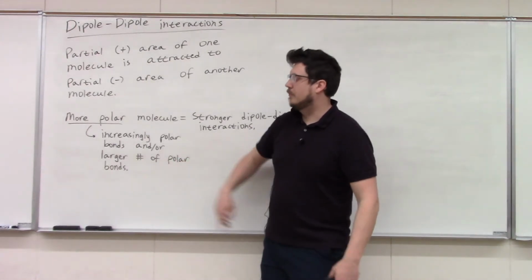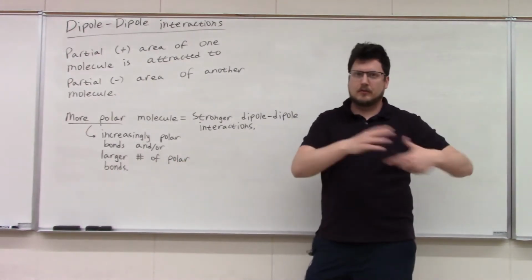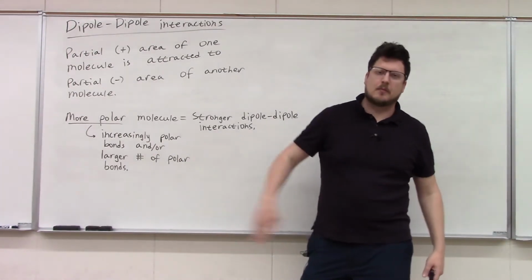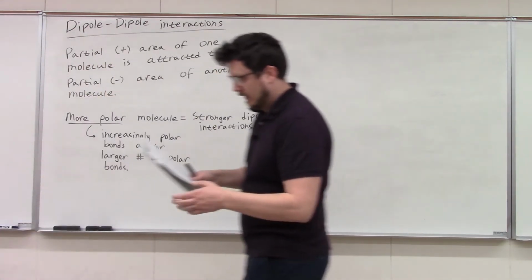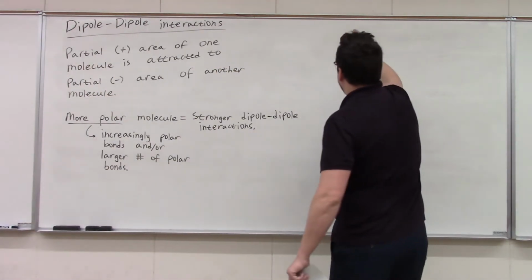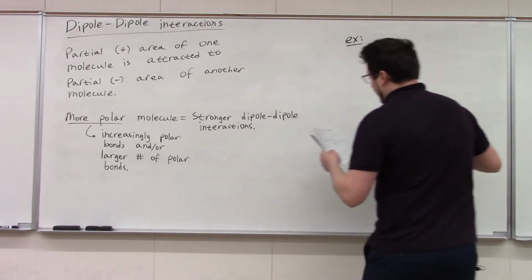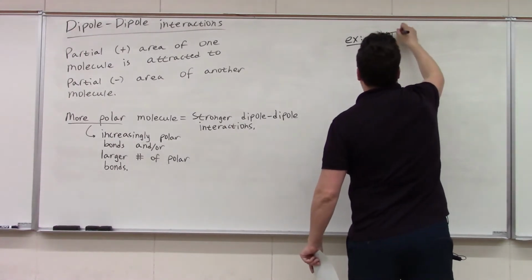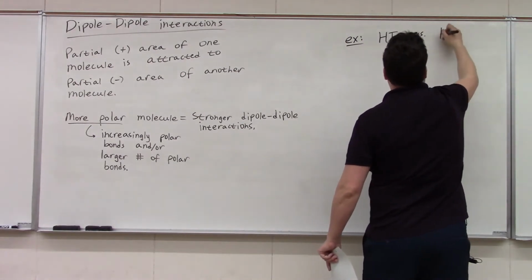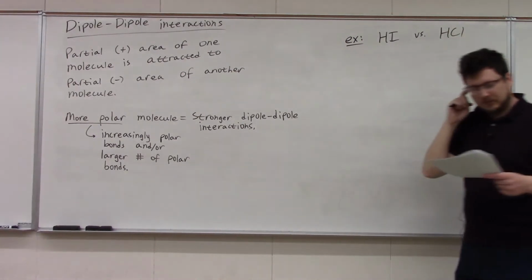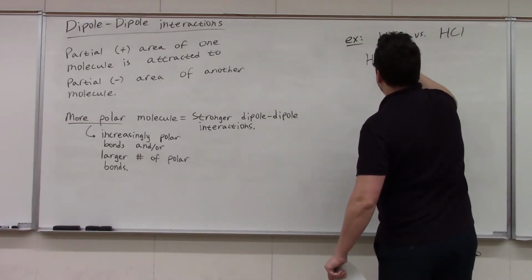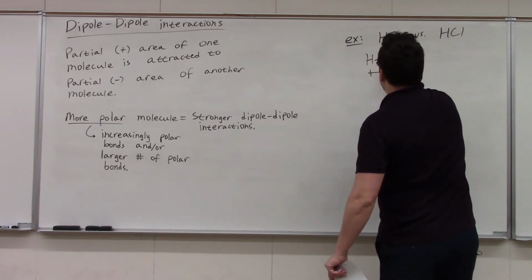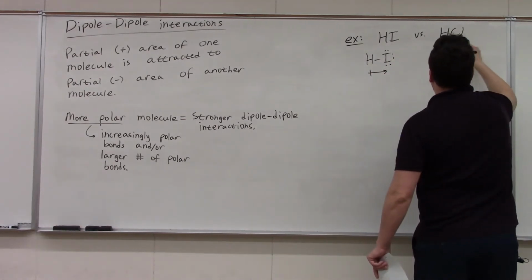And you can also just have more bonds that are polar, as long as they're not canceling out in their dipoles, as long as you're still having a polar molecule. That will be the case. All right. So for example here, if we have something like HI versus HCl, well, we're looking at a hydrogen bonded to an iodine. We got a dipole like so. We got a hydrogen bonded to a chlorine. We got a dipole like so.